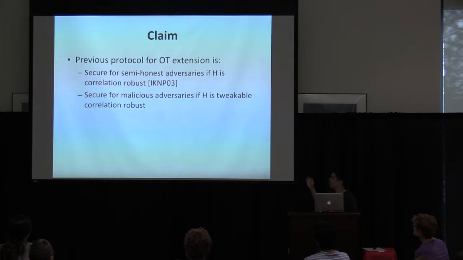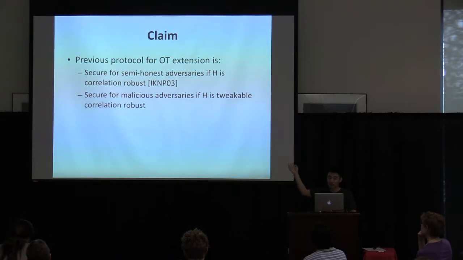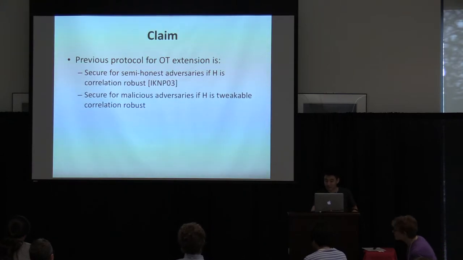For the semi-honest case, for OT extension secure against semi-honest adversaries, we already know that if H is correlation robust, then it's a secure protocol. But for the malicious case, we showed that if we just replace H by a tweakable correlation robust hash function, then we can prove security in a malicious setting. So the problem now boils down to how to construct these hash functions efficiently. Of course, we can just assume that, let's say, SHA-256 is a tweakable circular correlation robust hash function or whatever we want. But that would be an assumption that we can make.